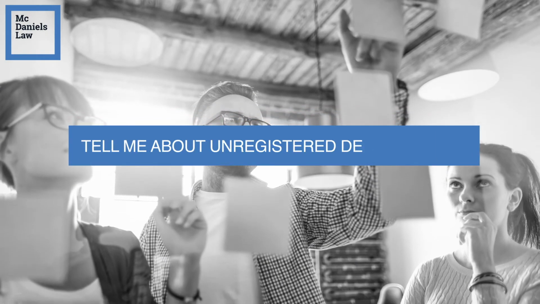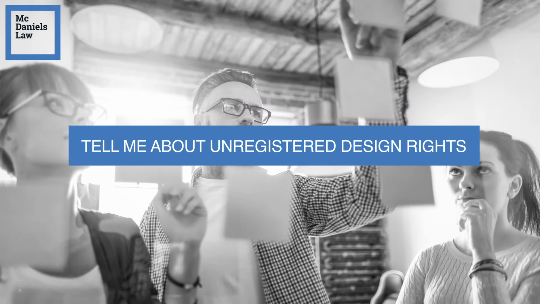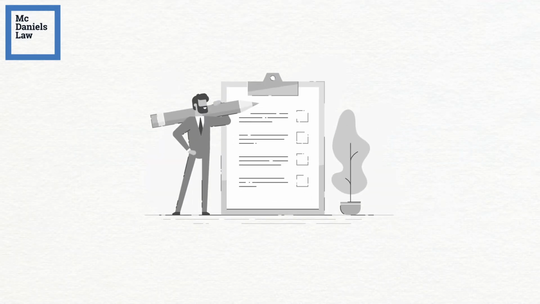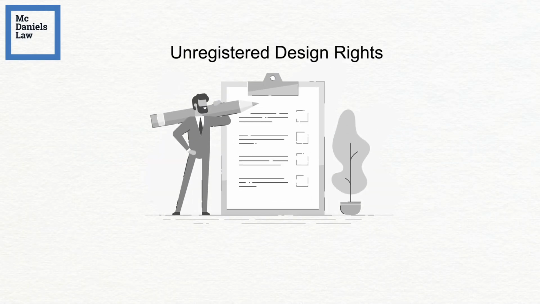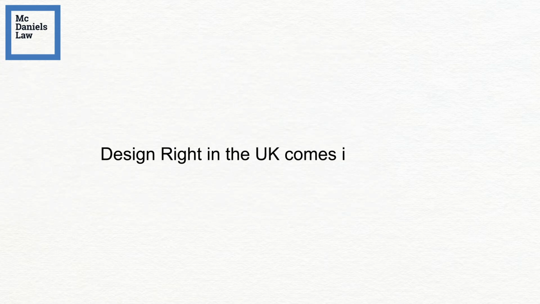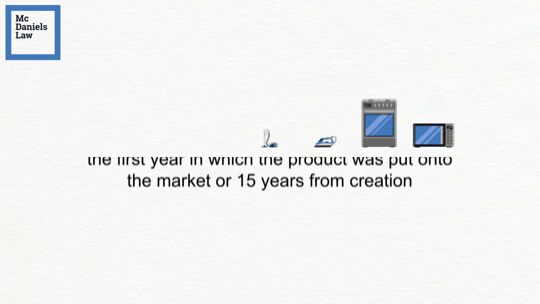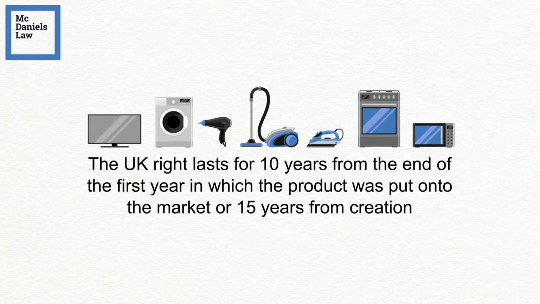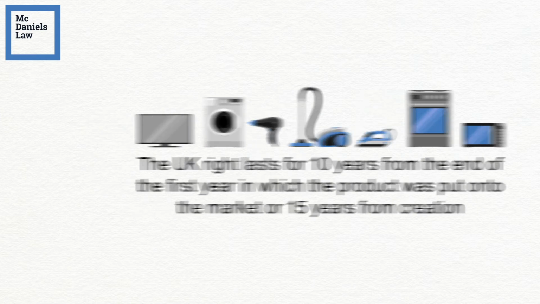Okay, tell me about unregistered design rights. Like copyright, unregistered design rights arise automatically. As long as the design work is original and meets all the criteria, then you will qualify for design right in your product. Design right in the UK comes in two types. The UK right lasts for 10 years from the end of the first year in which the product was put onto the market, or 15 years from creation, whichever is the shorter.